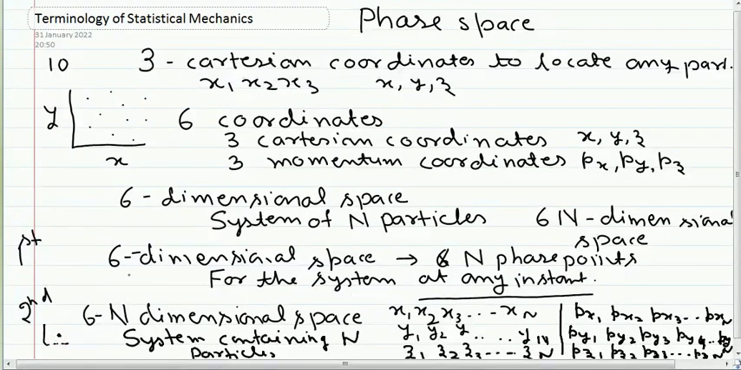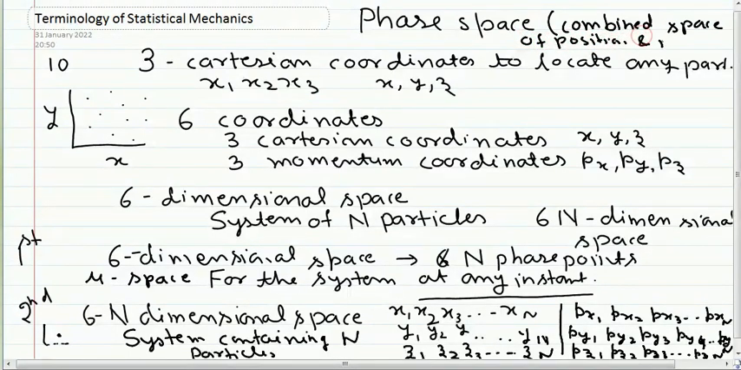If we represent such a 6-dimensional space, then that is known as the mu space, or the mu phase space. All these are known as the phase space, means the combined space for the position and momentum coordinates. So you can define the phase space as the combined space of position and momentum.